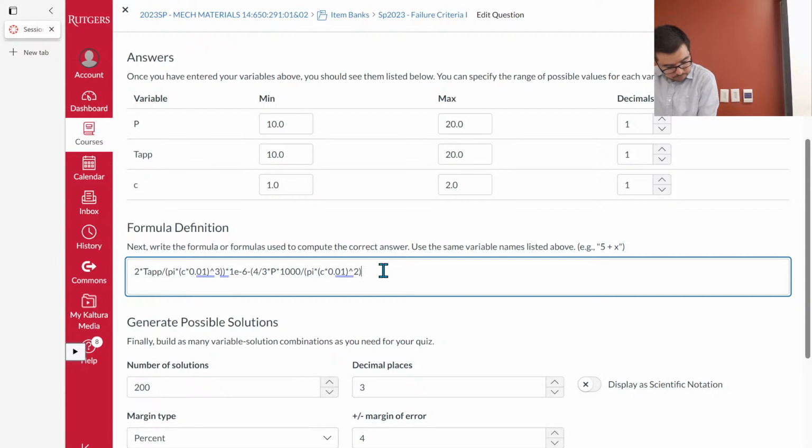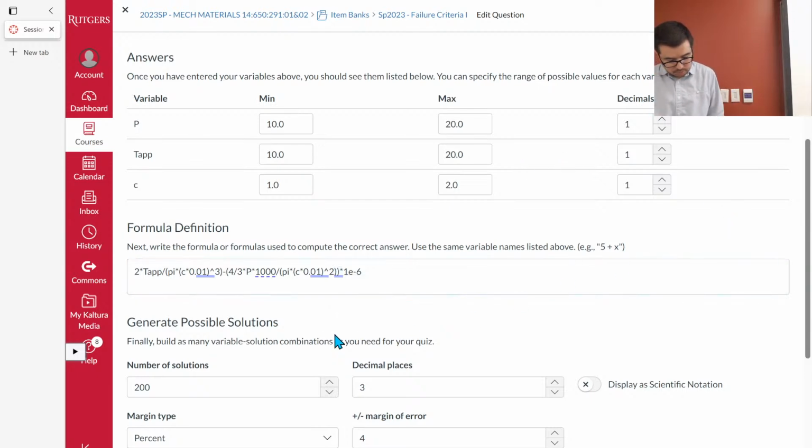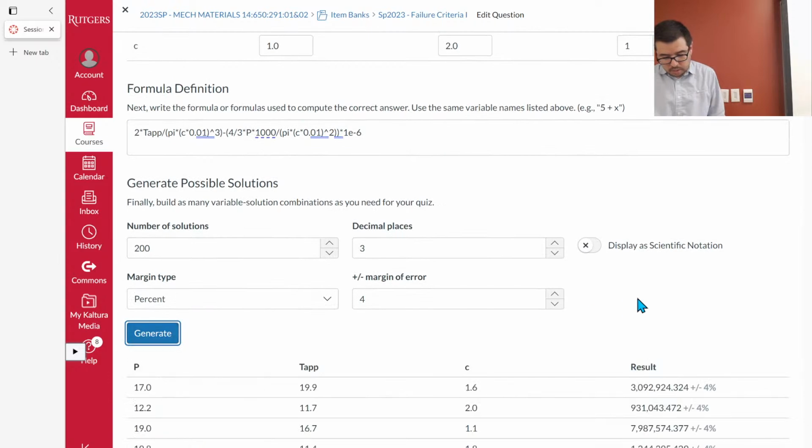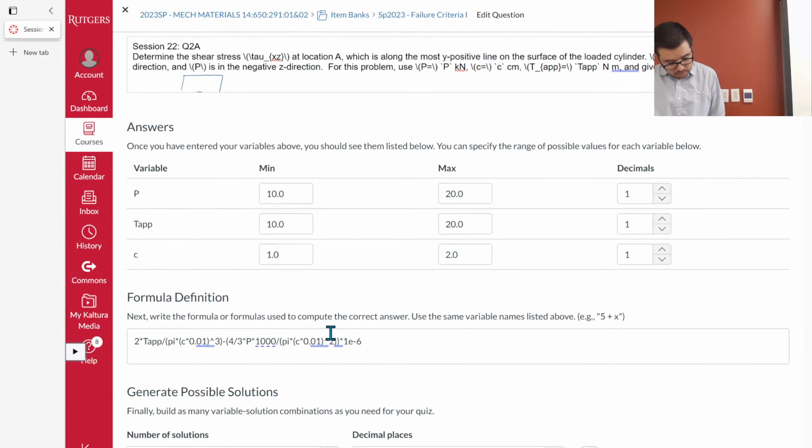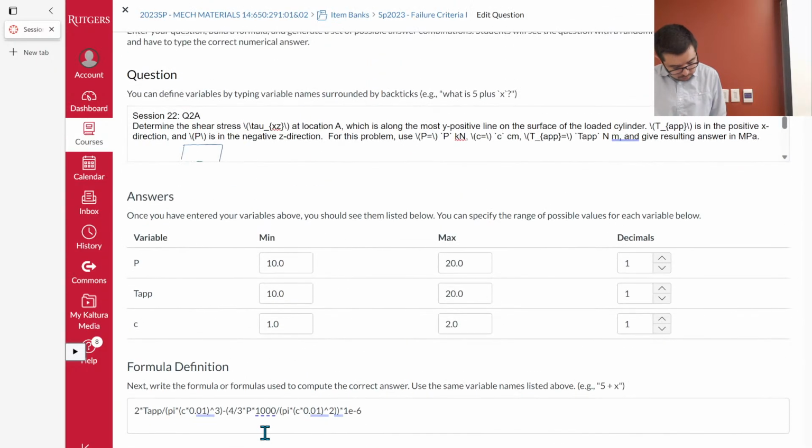Professor, I have a question about the formula. For the second part, I did the same thing, but I was getting 2/3 instead of 4/3. Where did the 4 come from? Okay, let me just update this, and then I'll answer the question.